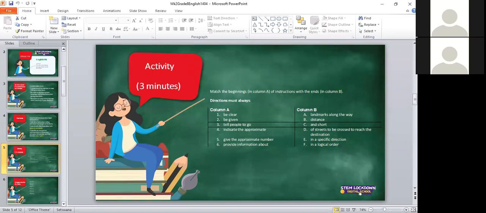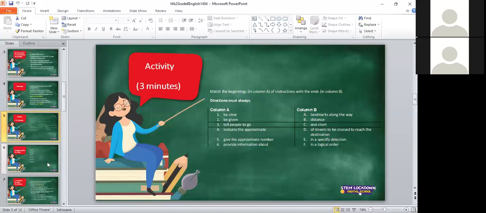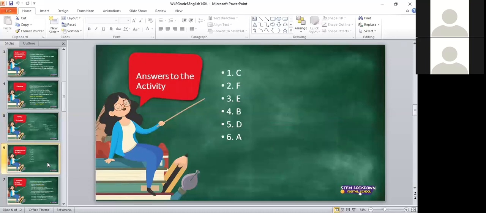And number 6, which letter? A, which means you provide information about the landmarks along the way. Yes. For everybody else, here are the answers to the activity. 1 is C, 2 is F, 3 is E, number 4 is B, number 5 is D, and number 6 is A. Thank you everybody for participating in this activity.